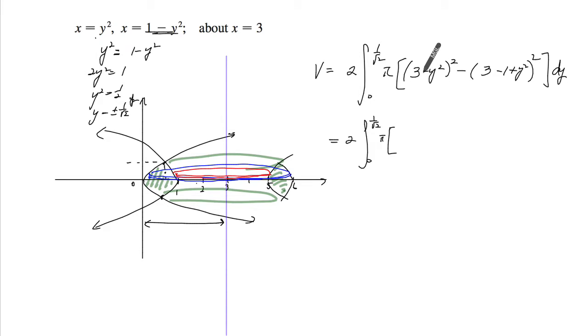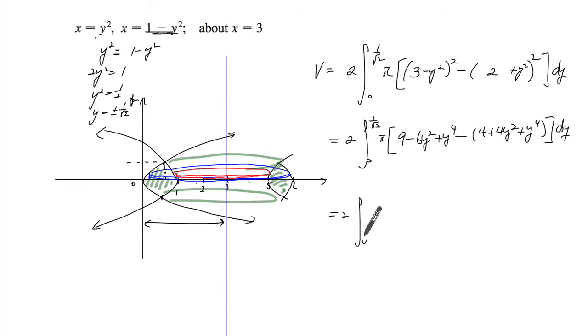So let's now do some algebra to clean this up. This right here, I'm going to simplify it as 2. And then expand now: 9 minus 6y squared plus y to the power of 4. You get 4 plus 4y squared plus y to the power of 4. So I can pull the pi out. 9 minus 4 gives you 5. 6y squared minus 4y squared is minus 10y squared. And these two just cancel out. So actually that's quite nice.